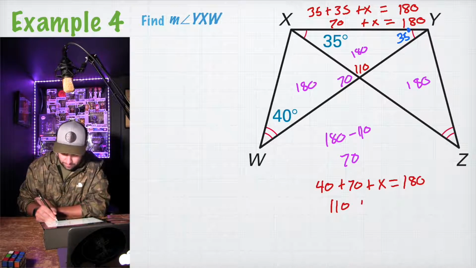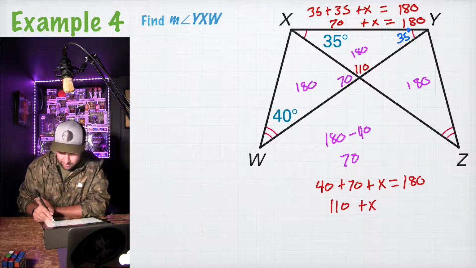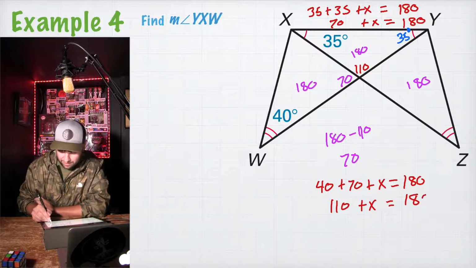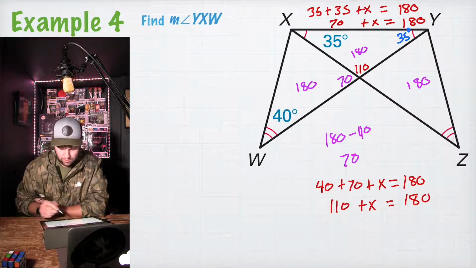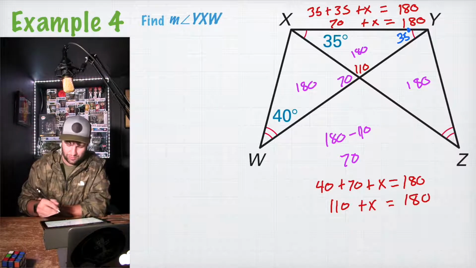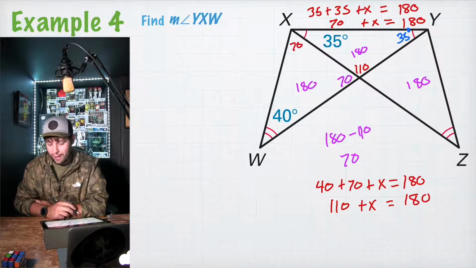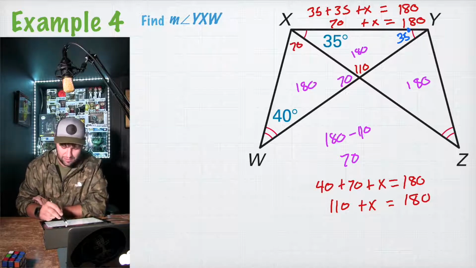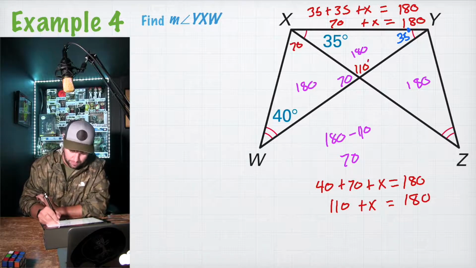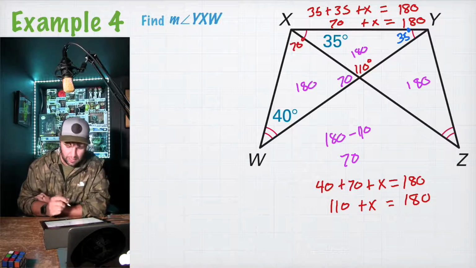110 plus x equals 180. Subtract 110 from each side, and we know that this is going to be 70 degrees. Okay, so this angle is 70 degrees. Sorry, I should probably put little degree symbols up here.